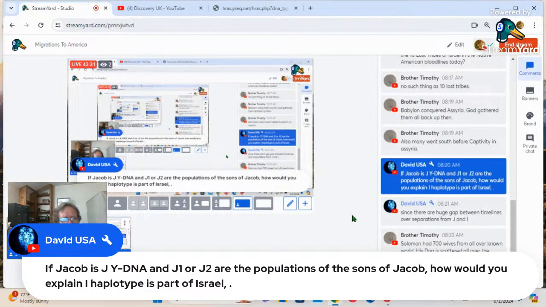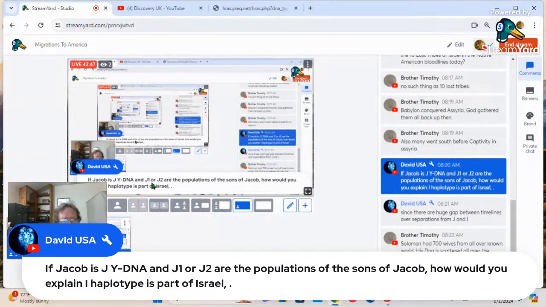So if Jacob is JY DNA, and J1 or J2 are the populations of the sons of Jacob, how would you explain the haplotype is part of Israel? Well, J1 P58 is the Cohen modal haplotype. J2 is pretty much Judaic and or other tribes of Israel.